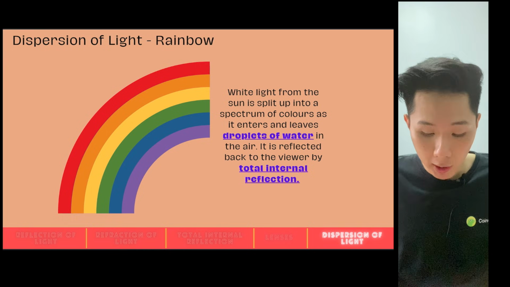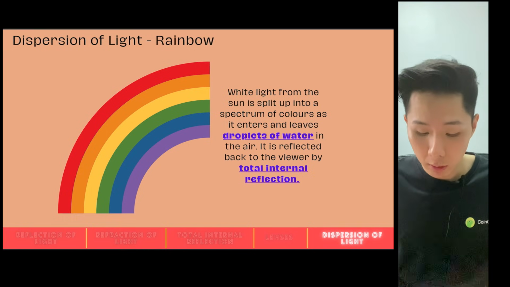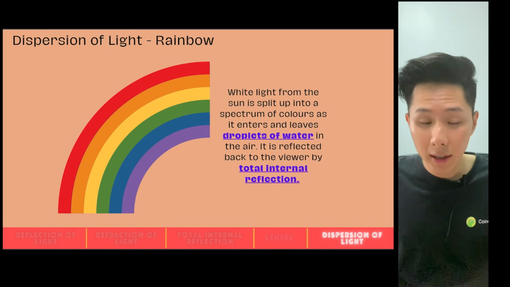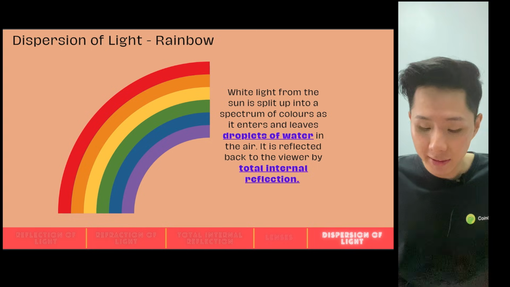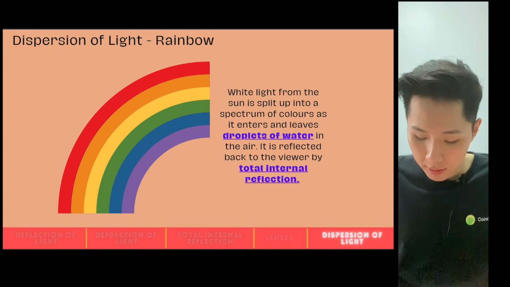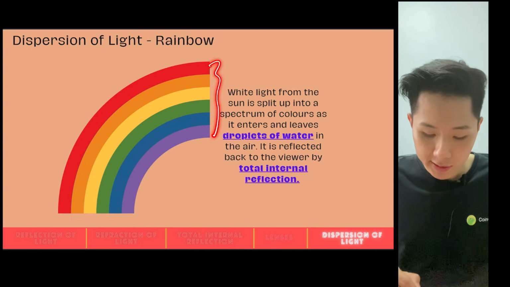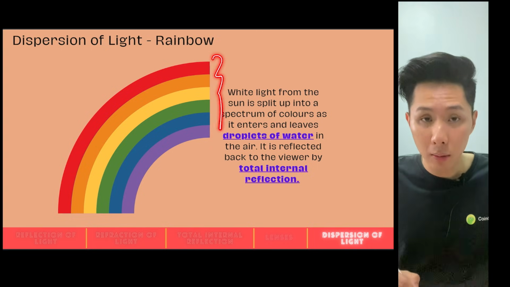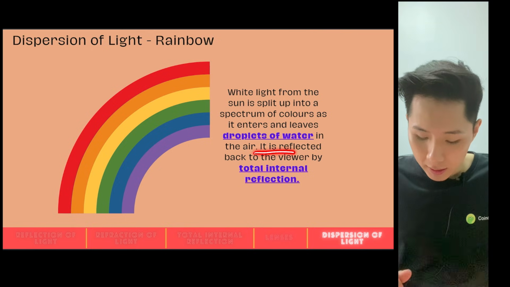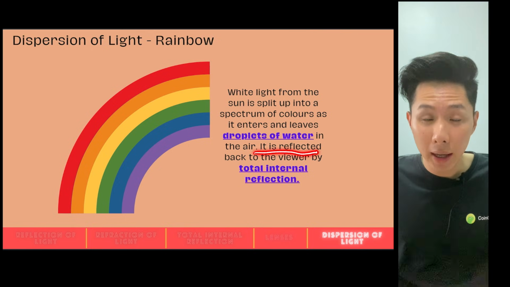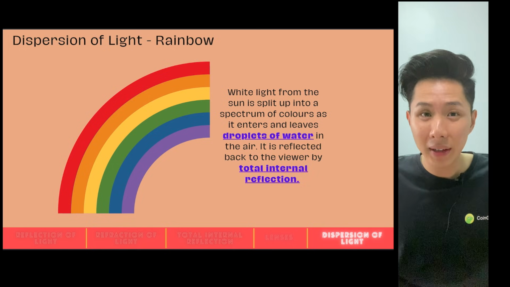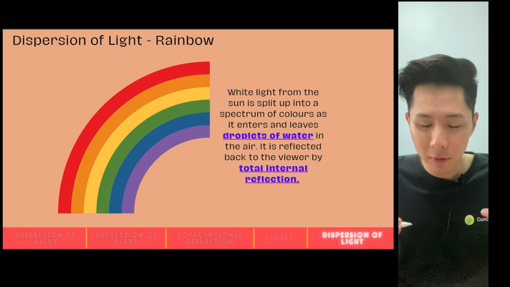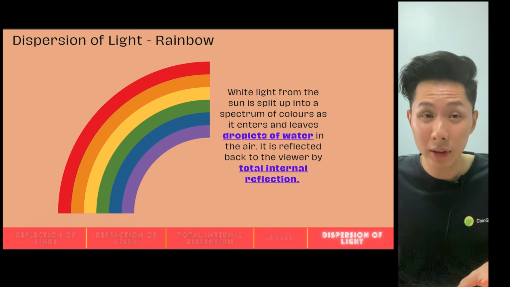Dispersion of light also explains the rainbow phenomenon, when white light travels past droplets of water. Again, water has a different density, therefore light will be refracted, which is what causes the rainbow phenomenon. And when the light travels into the water droplet, total internal reflection also occurs, which is the reason that we can see the rainbow today.